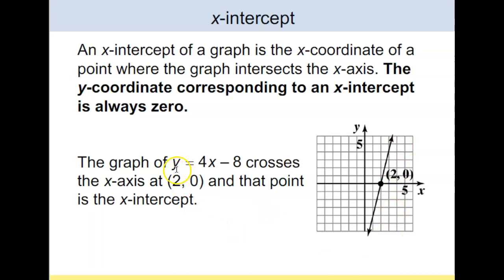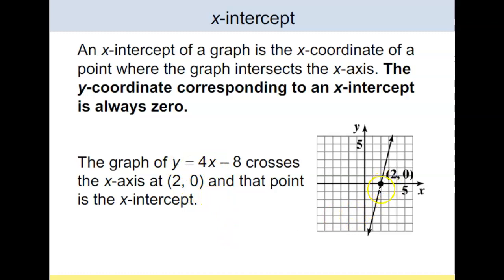This equation is not in standard form. This is y equals 4x minus 8. And it crosses the x-axis where x is 2. And when you're on the x-axis, you've moved right 2 from the origin, but you haven't moved up or down, so the y-coordinate is 0. That is going to be true for every x-intercept. The y-coordinate will be 0. So (2, 0) is a solution to this line also. If I replace the x with 2, I get 8 minus 8, and that is 0. 0 equals 0 will be true.